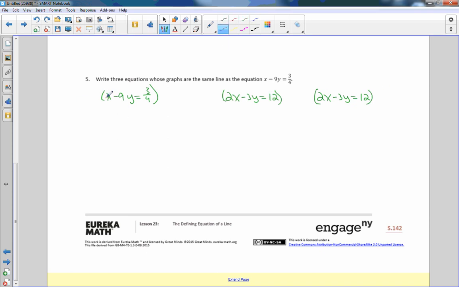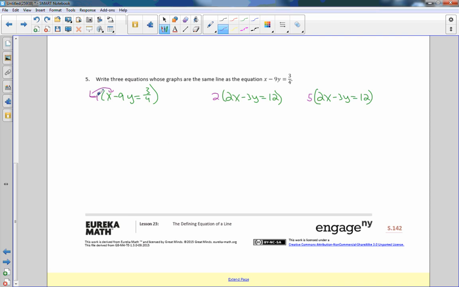Pick any number to multiply by, other than 1 or 0, of course. So I could do negative 1, 2, and 5. Just making these up. Negative 1 times x is negative x. Ooh, Houston, we have a problem. I don't want a to be negative, so let's not do the negative 1.